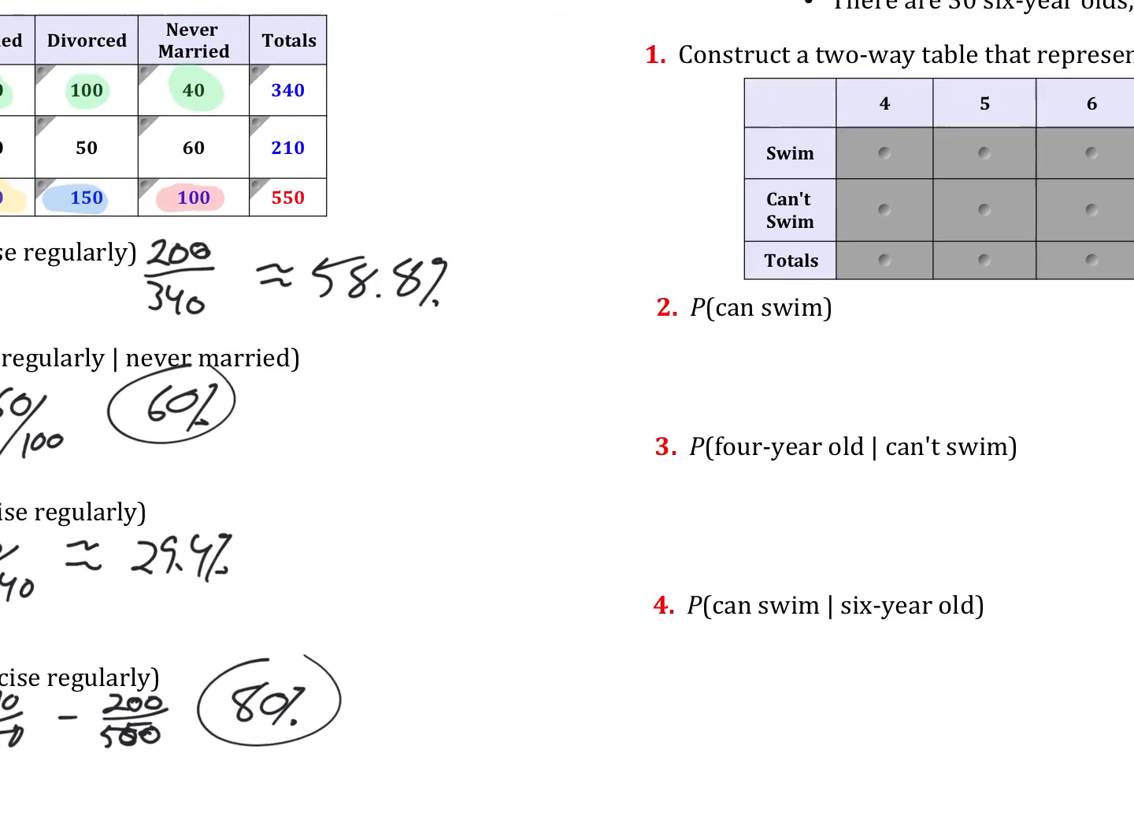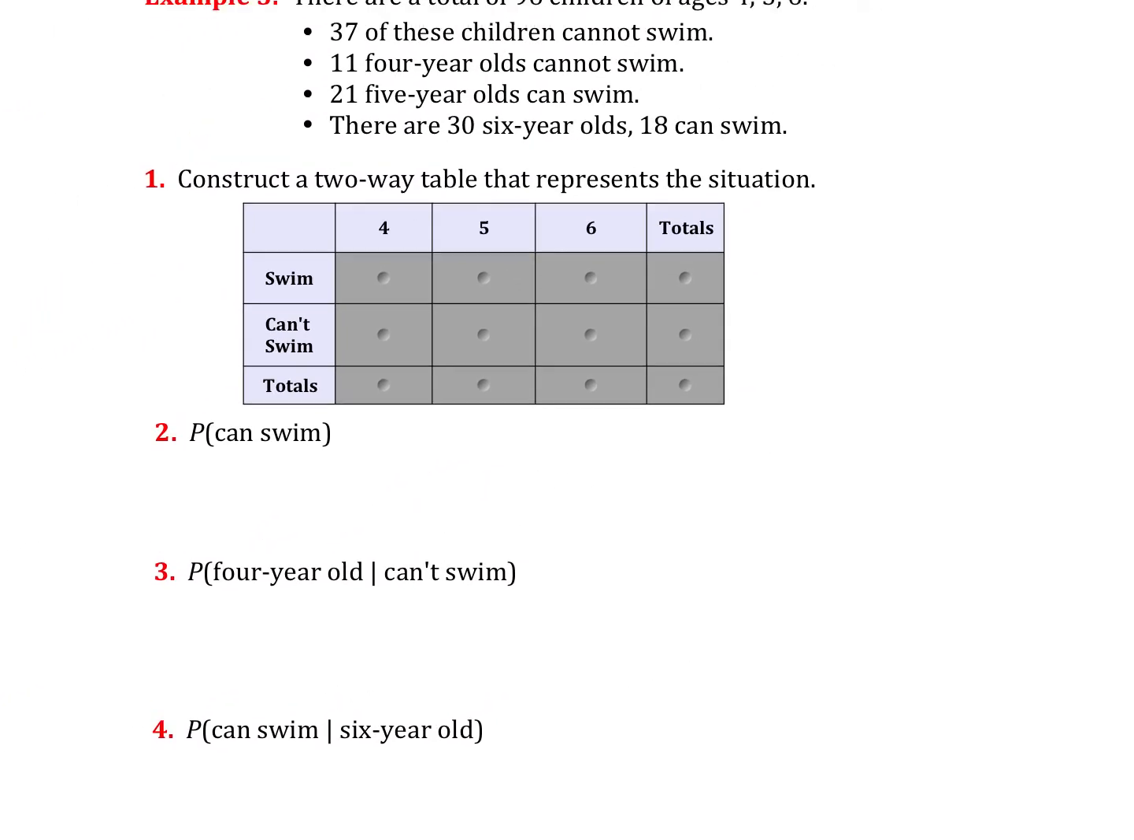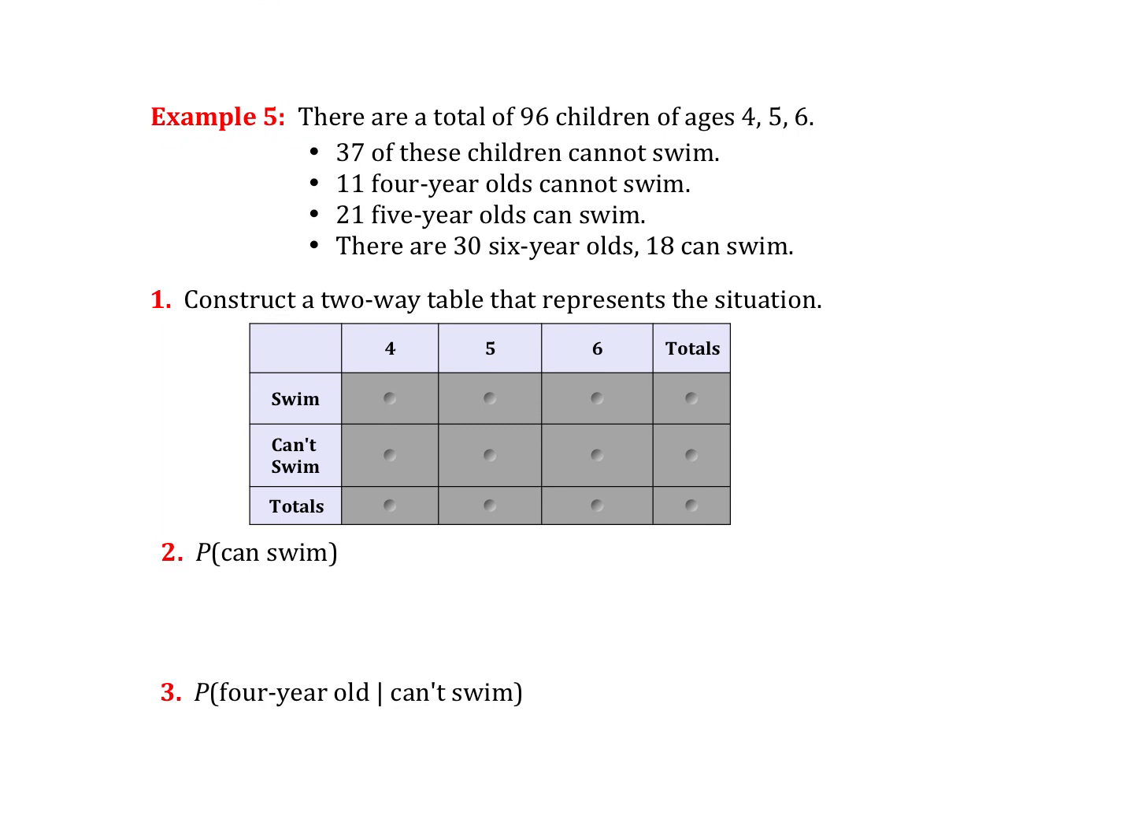All right, last one. There are a total of 96 children, ages 4, 5, and 6. So they just told me a total: 96 total kids. 37 of these kids cannot swim. So that tells me also that if 37 of the 96 cannot swim, what percentage can? Well, I just subtract 96 minus 37. 59 can.